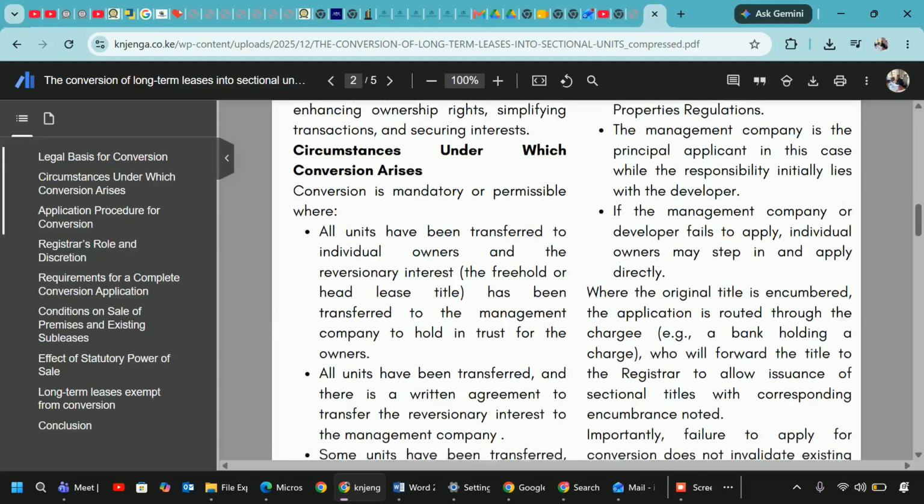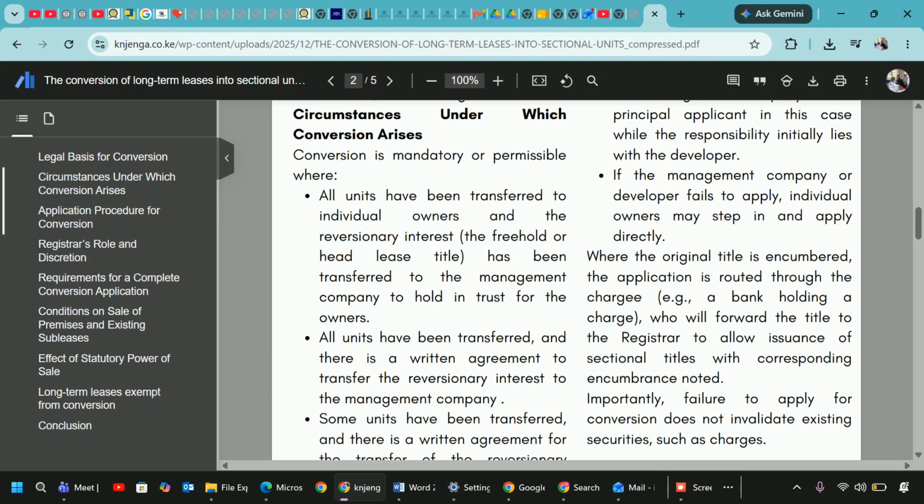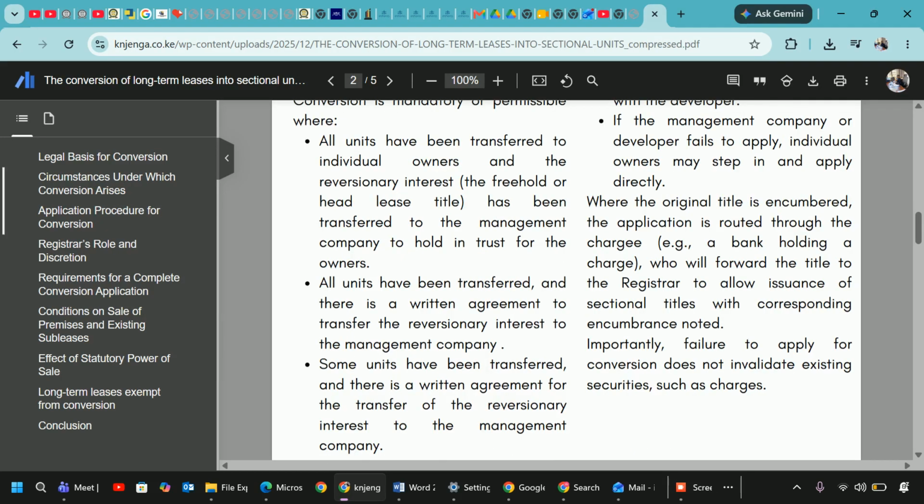And what are the circumstances under which conversion will arise? Conversion is mandatory or permissible where the following happens: 1. Where all units have been transferred to individual owners and the reversionary interest, being the freehold or head lease title, has been transferred to the management company to hold in trust for the owners. 2. All units have been transferred and there is a written agreement to transfer the reversionary interest to the management company. 3. Some units have been transferred and there is a written agreement for the transfer of the reversionary interest to the management company.